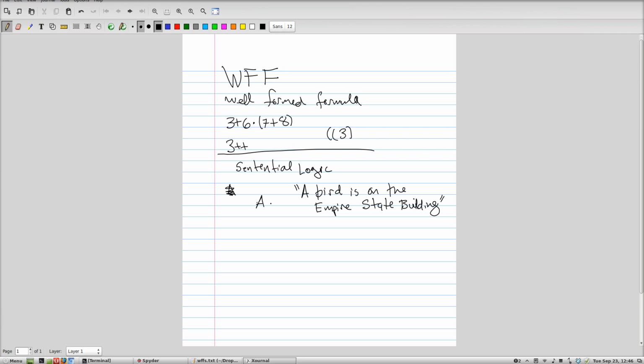So just to give an example of how these things could actually mean something, let's say that A has been assigned the meaning a bird is on the Empire State Building, and the symbol B has been assigned the meaning violets are, I don't know, blue, let's say.